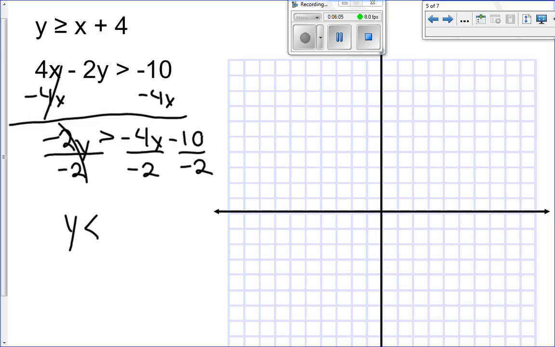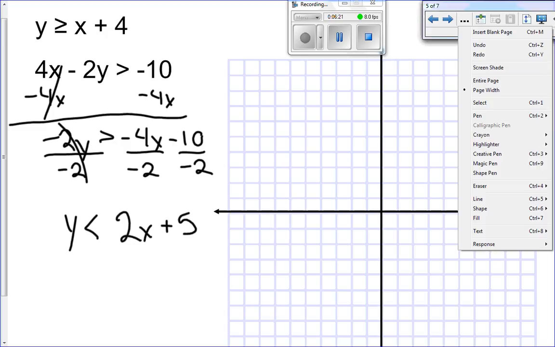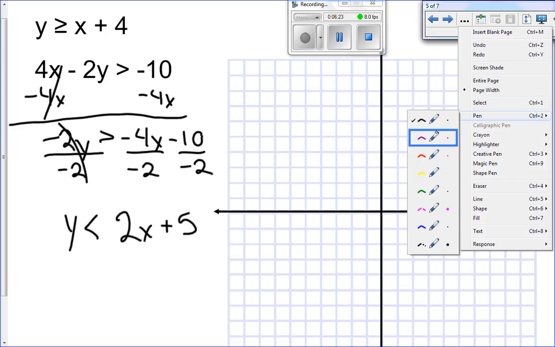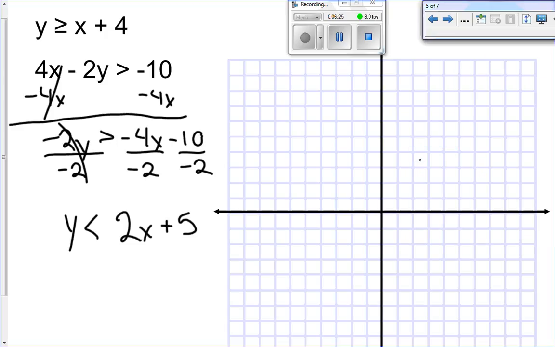So before it was greater than, but I divide by negative 2, so now it's less than. Negative 4 divided by negative 2 is positive 2x, and then negative 10 divided by negative 2 is positive 5. So the actual inequality is y is less than 2x plus 5. And now this is much easier to read than 4x minus 2y is greater than negative 10.